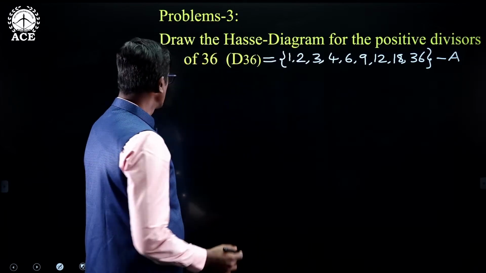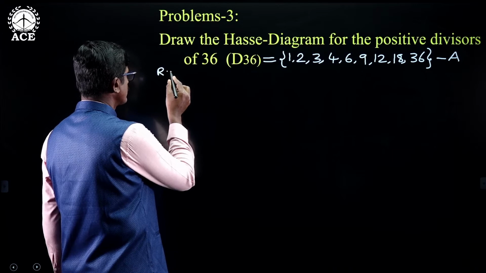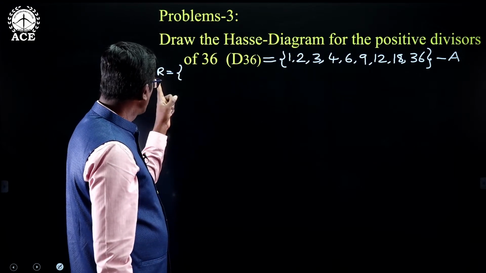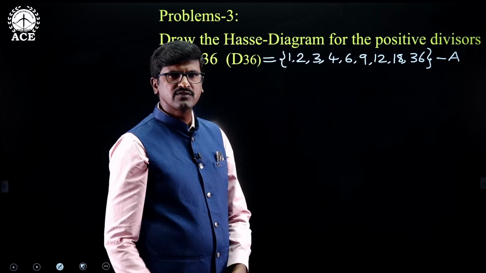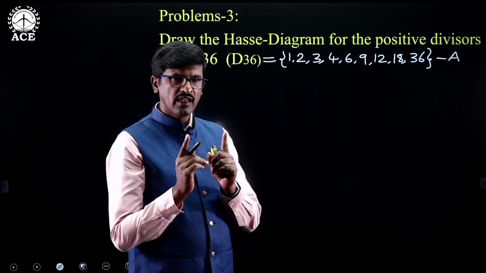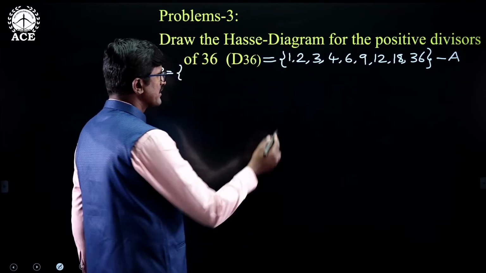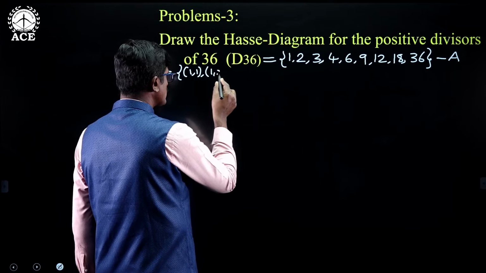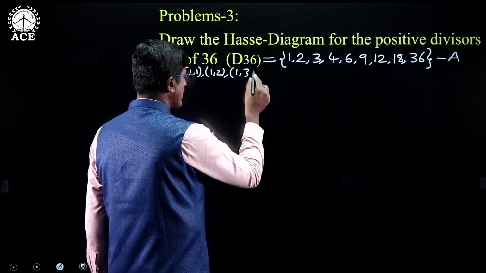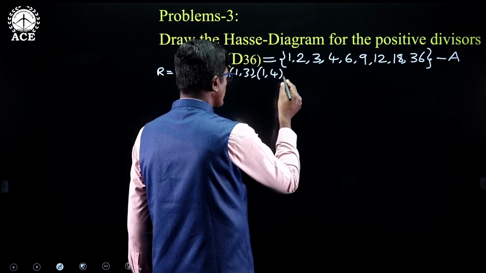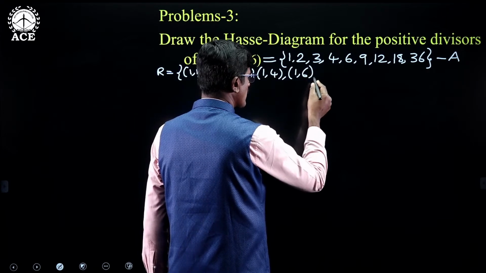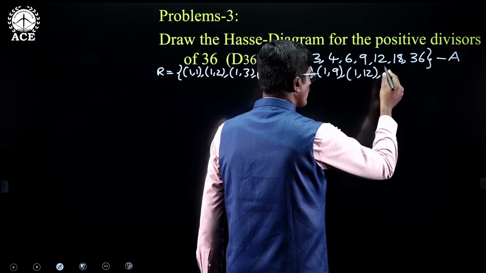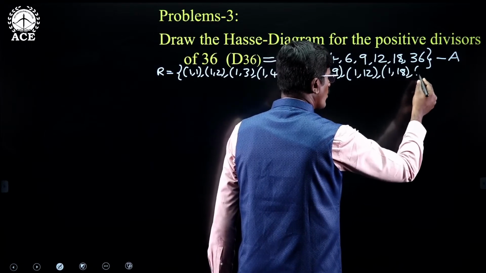Now you need to find out the ordered pairs in the partial ordering relation R. So what are the ordered pairs in the relation R? The ordered pairs in the relation R must and should satisfy the divisibility property. Divisibility property means if you take two numbers, one number must and should divide the other number. So now here I am taking 1. 1 divides 1. 1 divides 2. That is, 1 is dividing all other numbers. 1 divides 3. 1 divides 4. Next 1 divides 6. 1 divides 9. 1 divides 12. 1 divides 18. Next 1 divides 36.